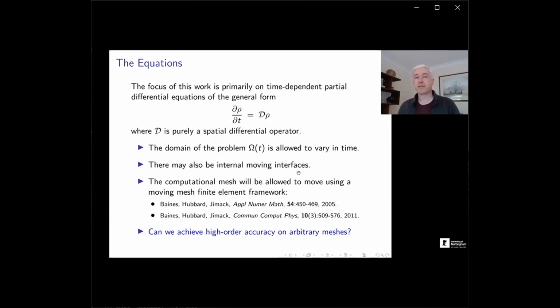The method that we're going to be looking at is one that I helped Mike Baines and Peter Jimack develop a few years ago, a moving mesh finite element method. But in particular here, we're looking at the question as to whether we can achieve higher order accuracy on arbitrary meshes.